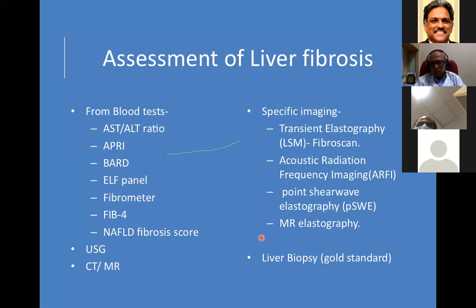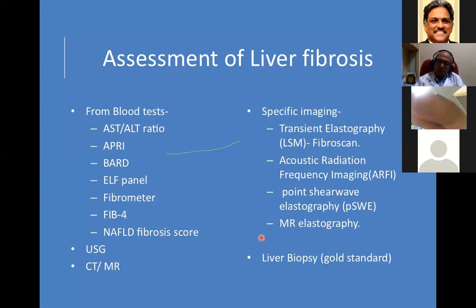Most of these tests are useful for excluding fibrosis. So they have a good negative predictive value. So when these scores are within the ranges, then you can say that the patient does not have fibrosis and you may not need to do a liver biopsy or further test. But if these scores are high, then you will need to do further evaluation. So that may be in the form of imaging.